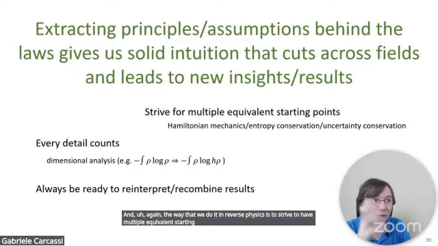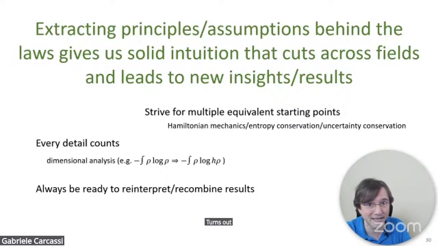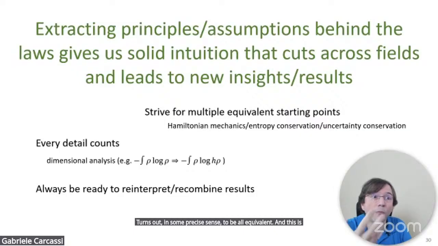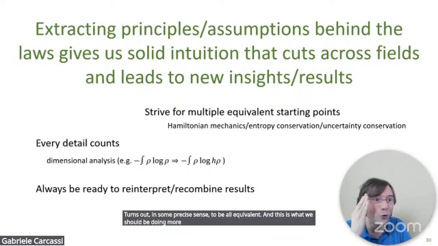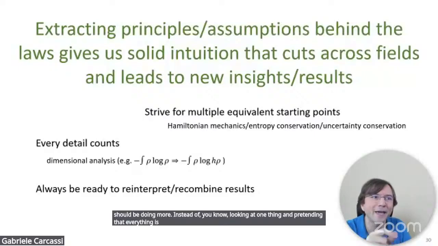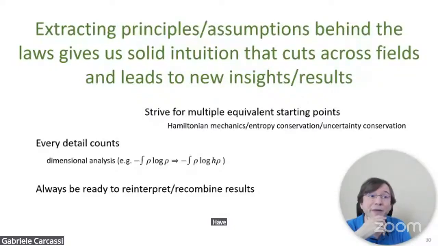So we can say that we have Hamiltonian mechanics, entropy conservation, and uncertainty conservation. All those things turn out, in some precise sense, to be equivalent. And this is what we should be doing more, instead of looking at one thing and pretending that everything is that one thing. Have these different perspectives that complement each other.